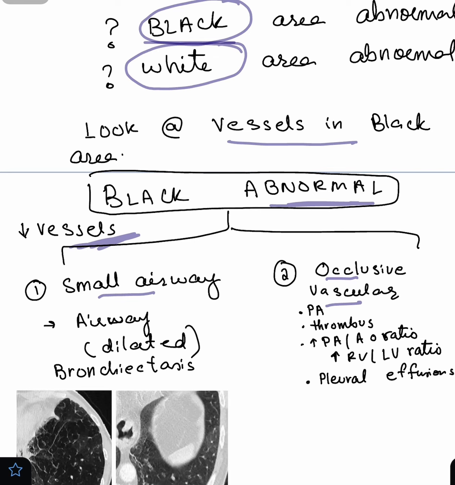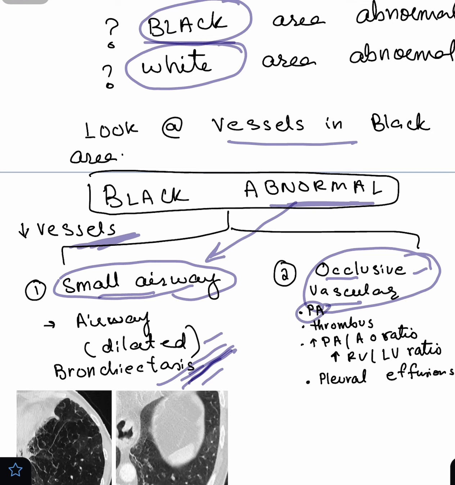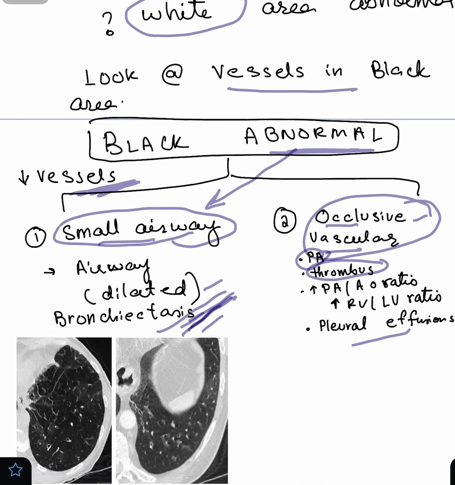The second thing which needs to be found out: is it a small airway disease or occlusive vascular disease? So if there are fewer vessels in the black area, look at the small airway signs. For example, airways are dilated, there could be a bronchiectasis which is representing small airway disease. If the airways are not dilated and there are no other abnormalities, then look at the features for occlusive vascular disease, like look at the size of the pulmonary artery, if there is any thrombus, look at the ratio of RV, look at other features like pleural effusions.